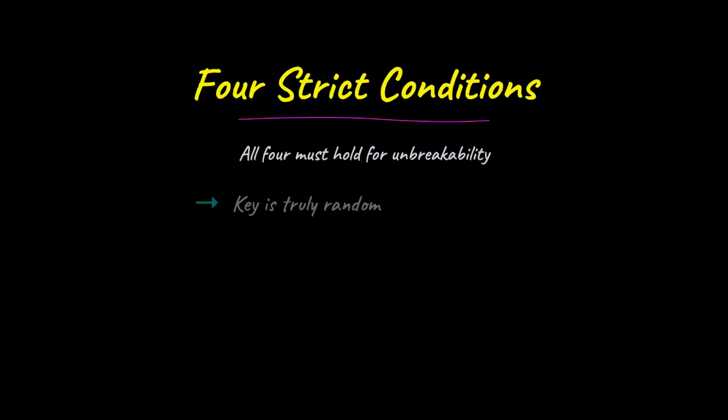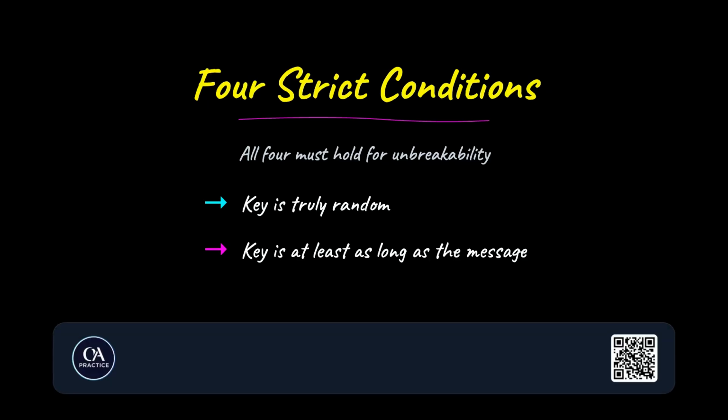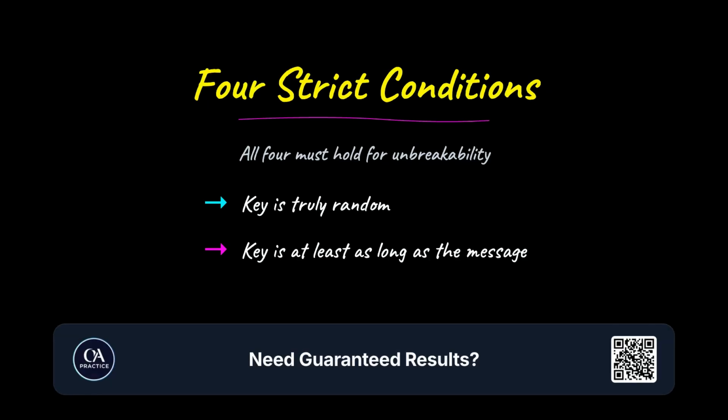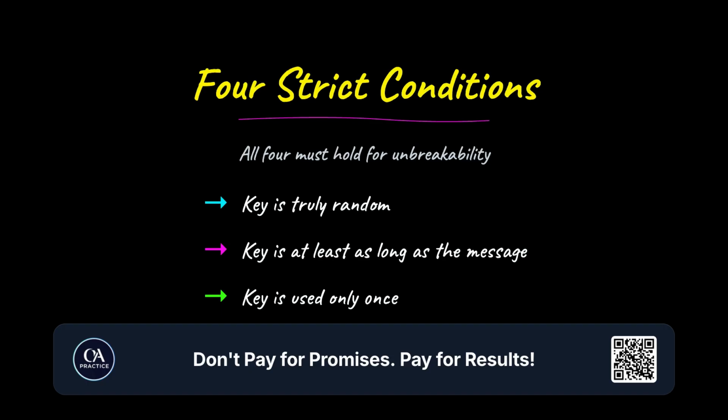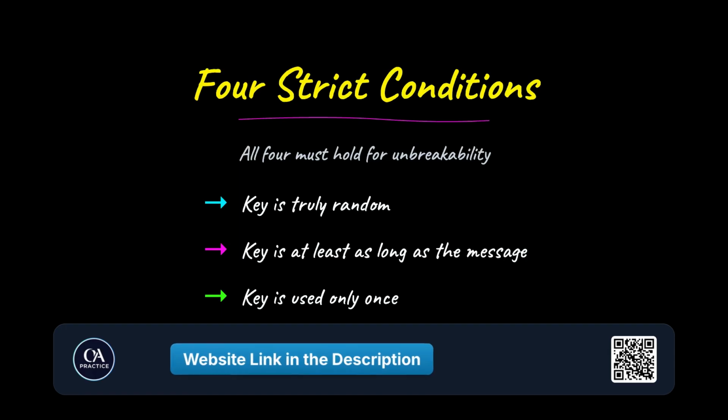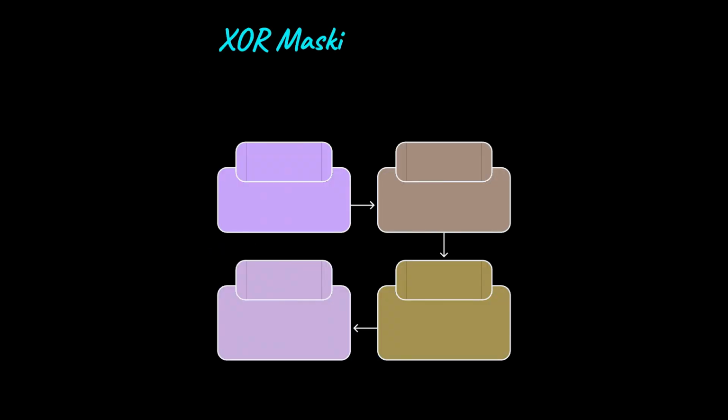This strength comes from 4 strict conditions. The key must be truly random, at least as long as the message, used only once, and kept completely secret between both parties in advance. Meet all 4 and the cipher is unbreakable. Violate any one and the guarantee collapses.